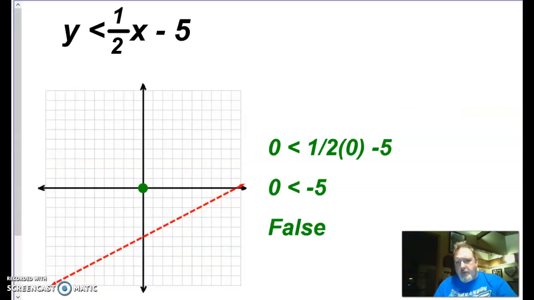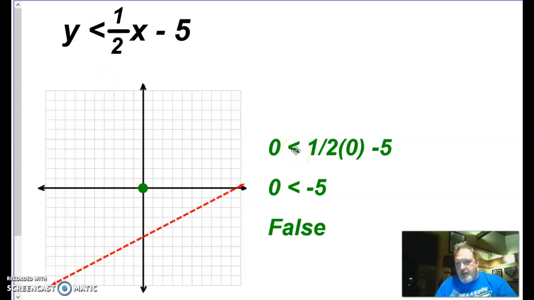Okay, our next example, now we actually get to a full-fledged linear inequality where we have x and y. You can see this is in slope-intercept form. So I have a y-intercept of -5. I've got a slope of 1/2. So I'll keep going up 1 over 2. This is a dotted line because there's no equal to. And we want less than.